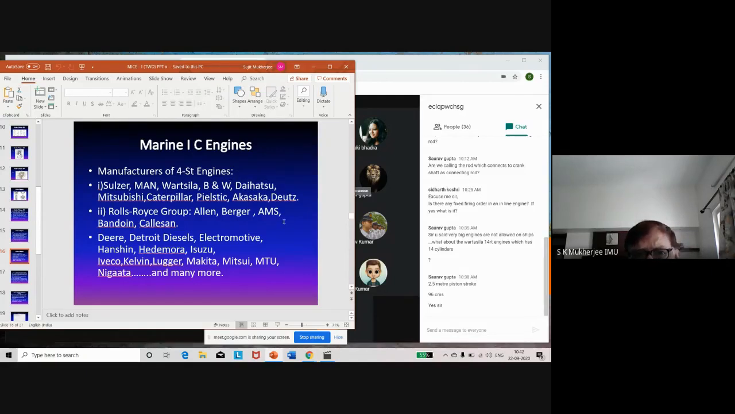So manufacturers of four-stroke engines: Sulzer by itself makes four-stroke engines, MAN, Wärtsilä, B&W, Daihatsu. Daihatsu is again Japanese. Mitsubishi is Japanese. Caterpillar. Pielstick is French. Akasaka is also Japanese. Deutz is German. Then you have the Rolls-Royce Group, which is British. Under them, they have given licensee manufacturing to Allen, Berger, AMS, Baudouin, Callesen.